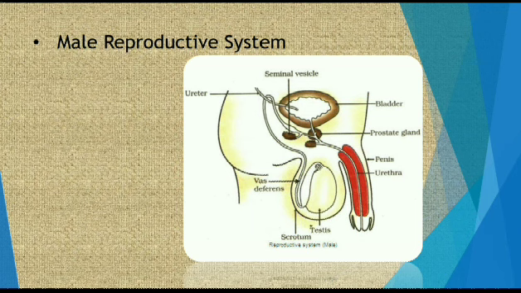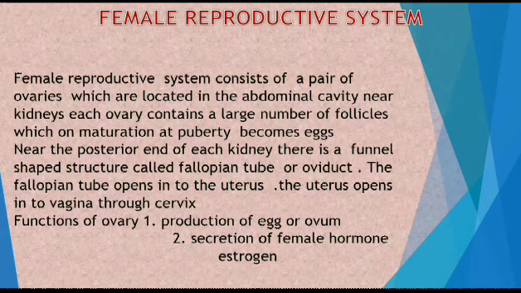So this one is the overview of the male reproductive system. This one is also important, so many questions will arise from it. Now come to the female reproductive system. The female reproductive system consists of one pair of ovaries, that is two ovaries. Each ovary releases two hormones, estrogen and progesterone, which we will discuss later. They are present near the abdominal cavity.